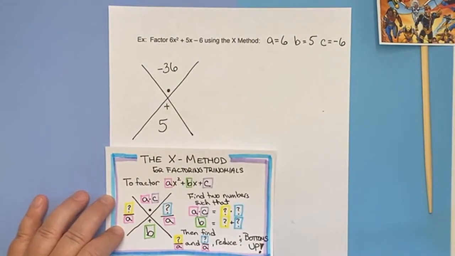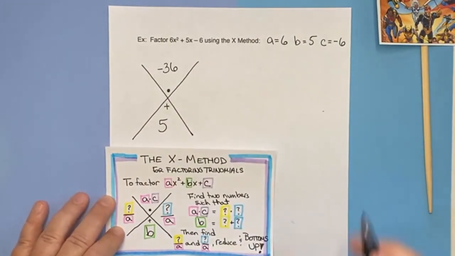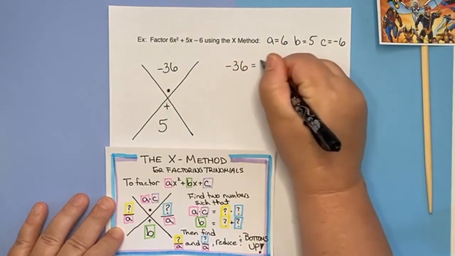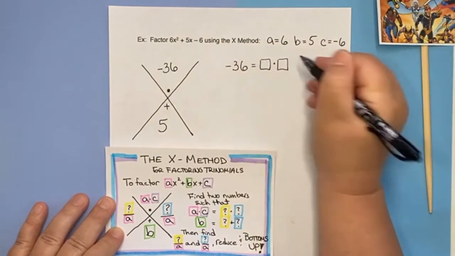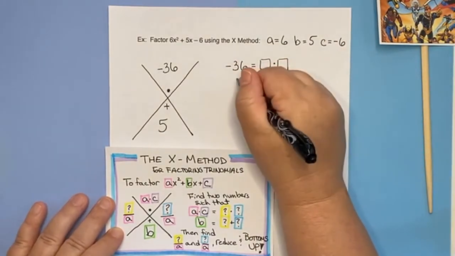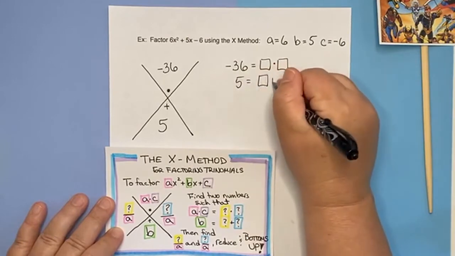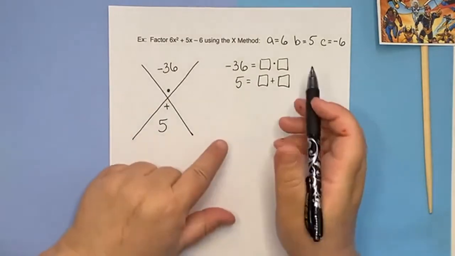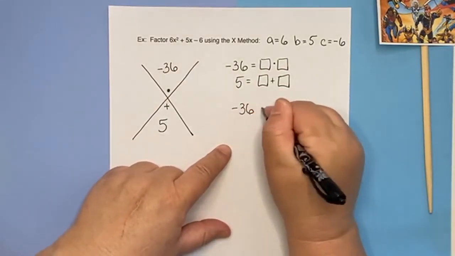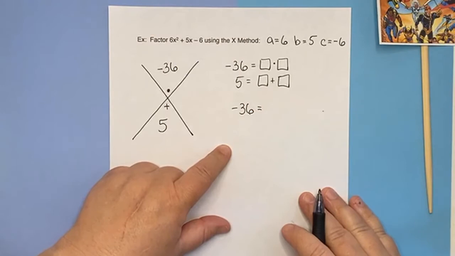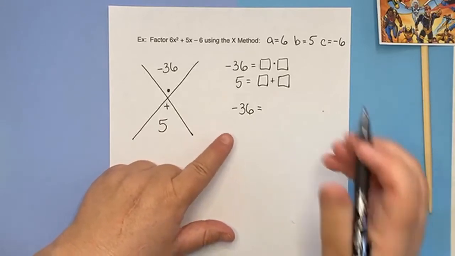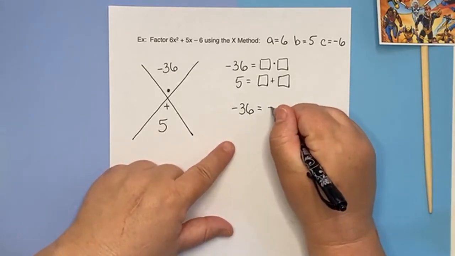Okay. So now I need to find 2 numbers so that -36 equals those 2 numbers multiplied, and 5 equals those 2 numbers added. Okay. So as you get better at doing this, these numbers will become more obvious. But because I'm a math teacher, I'm going to go through all of the possibilities.